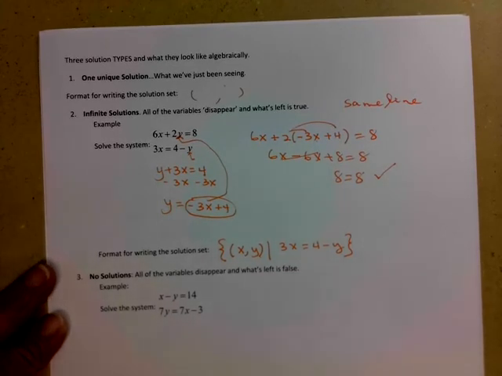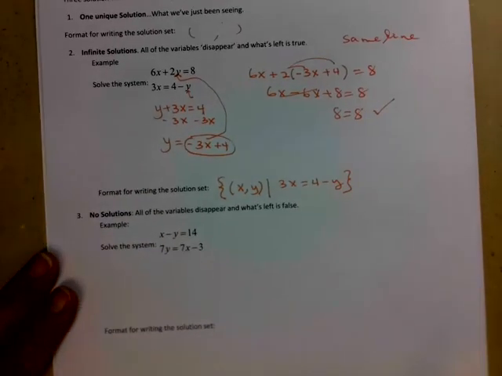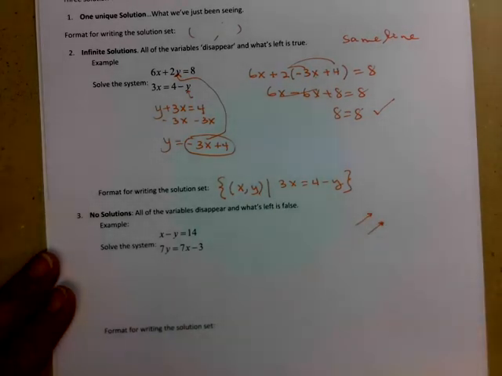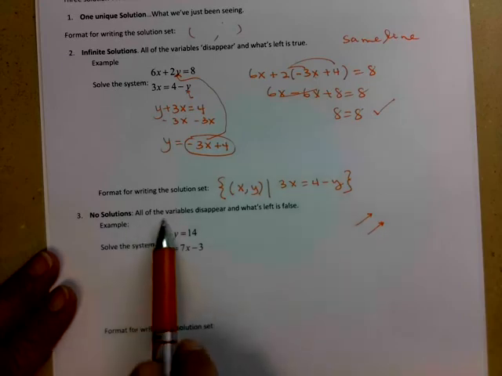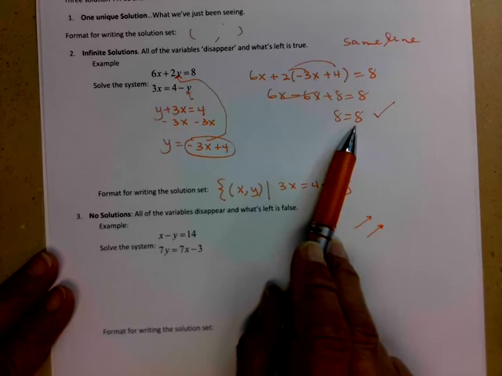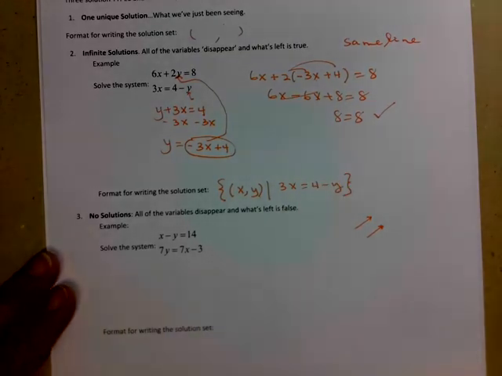Now, the third thing that can happen is that we have no solution. Right? We have that inconsistent system when you have parallel lines. So when this happens, all of the variables disappear, just like in the last example, but the thing that's left is not true. Okay? So let's go ahead and try it on this one right here.